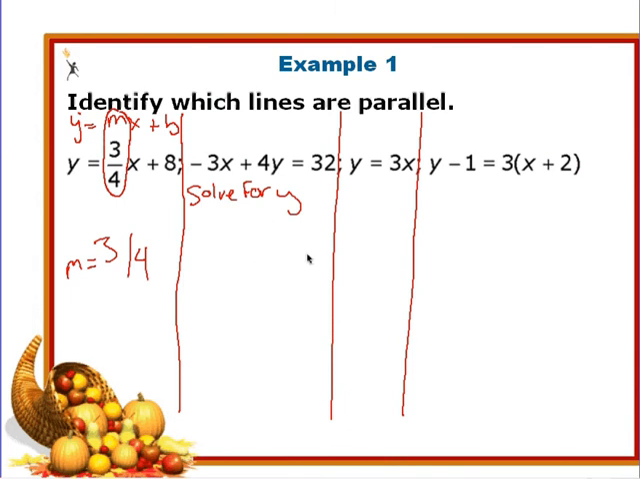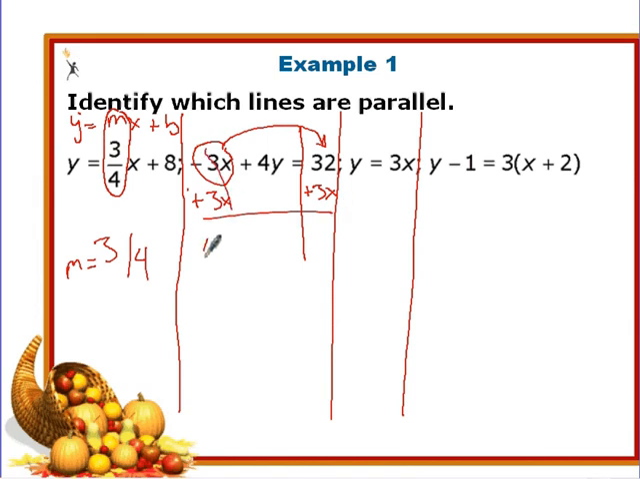I shouldn't have written that right there because I need to work in that space. But we're solving for y. There's y right there. It's on the left side of the equal sign, so this negative 3x has to move to the other side of the equal sign. It's negative now, so we'll move it by adding it on both sides. Those cancel out, so 4y equals 32 plus 3x. We cannot add those, so we will just leave them separate. So we'll say 3x plus 32.